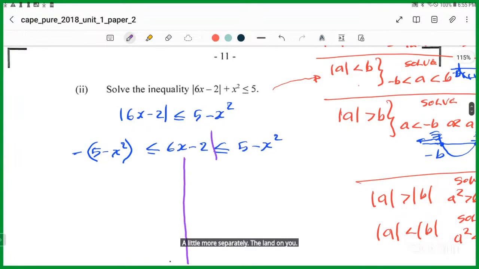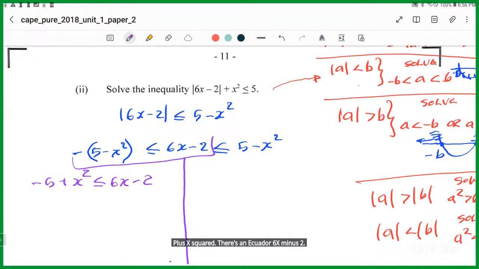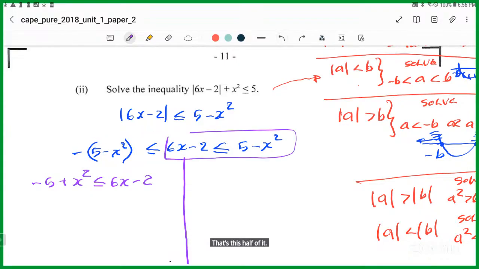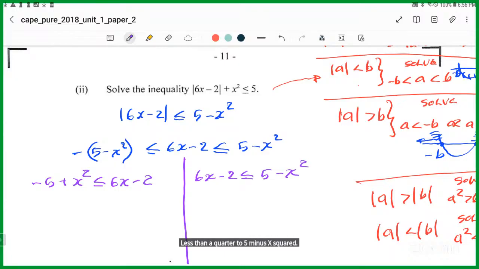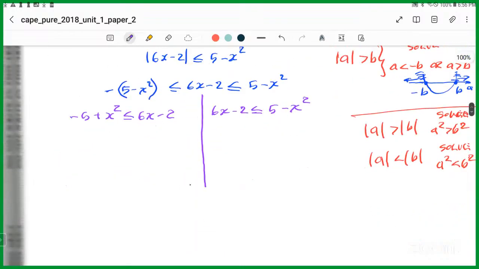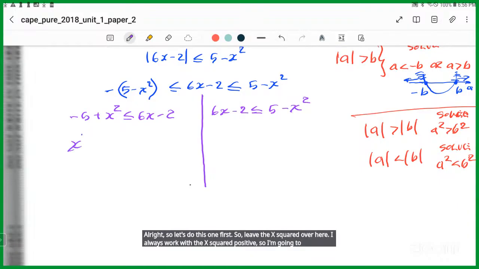So you're working out this part first and put in the negative values. I'm gonna get minus 5 plus x squared less than or equal to 6x minus 2. That's this half of it. And then this other side of it is going to be 6x minus 2 less than or equal to 5 minus x squared. And you solve the two sides. And then when you finish now, you try to see what the common region is. Alright, so let's do this one first. So leave the x squared over here. I always work with the x squared positive. So I'm going to keep this as x squared.